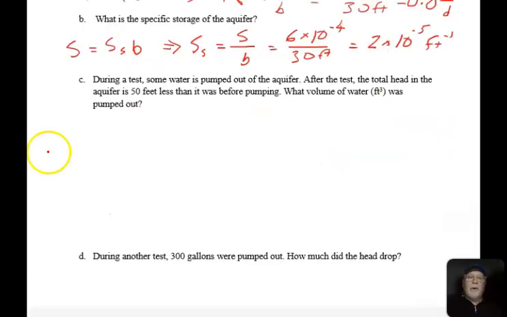All right, now we're running our stuff in there. Some water is pumped out of the aquifer. After the test, the total head in the aquifer is 50 feet less than it was before. So the head went down by 50 feet. What volume of water was pumped out?